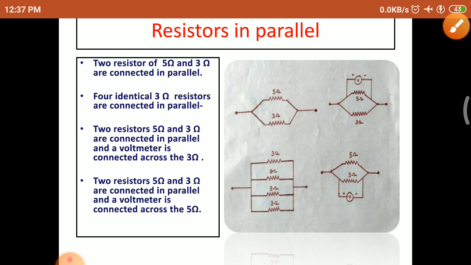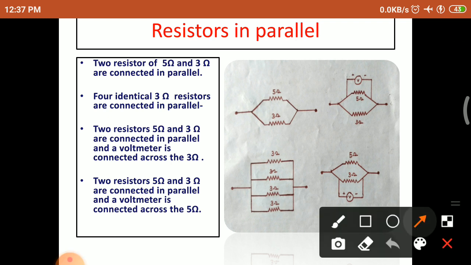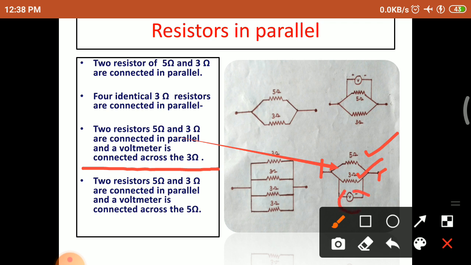The next one: two resistors of 5 ohm and 3 ohm are connected in parallel and a voltmeter is connected across the 3 ohm. See this circuit. Here 5 ohm and 3 ohm are connected between 2 points and the voltmeter is connected across the 3 ohm. Here I connected the voltmeter across the 3 ohm resistor.